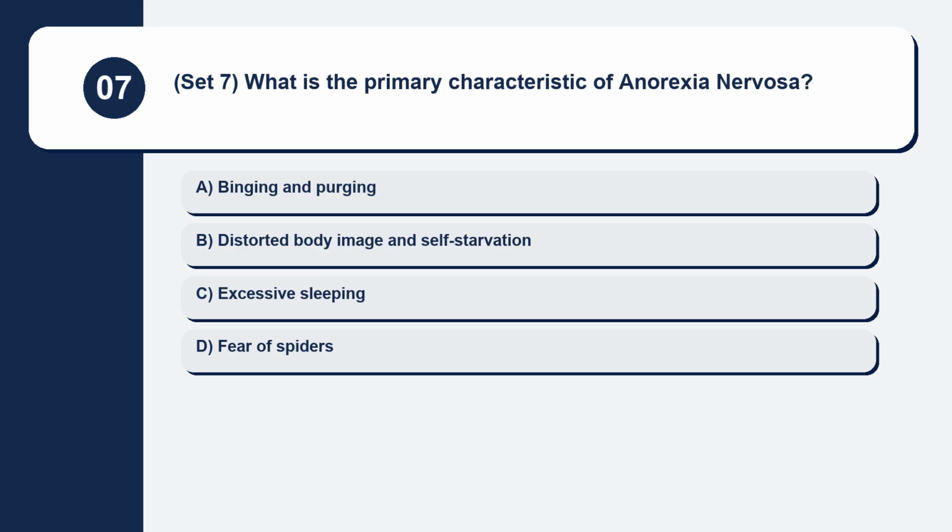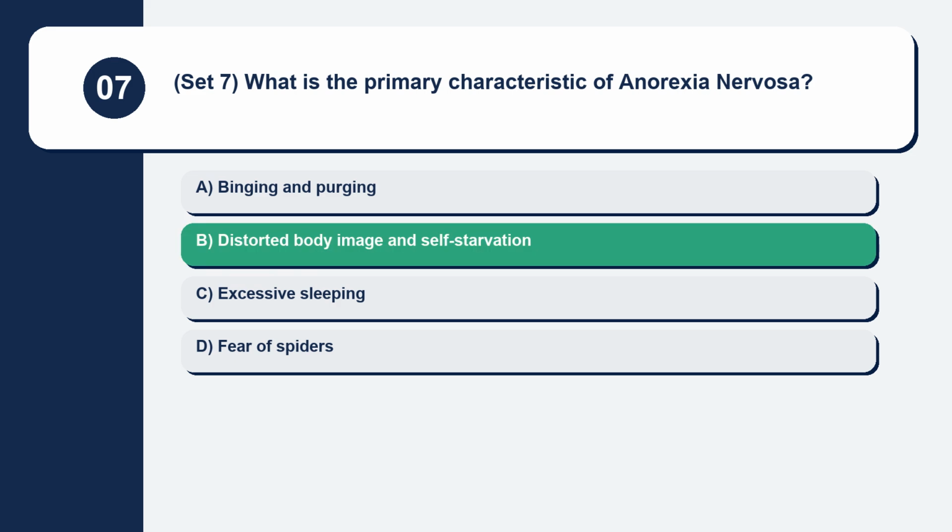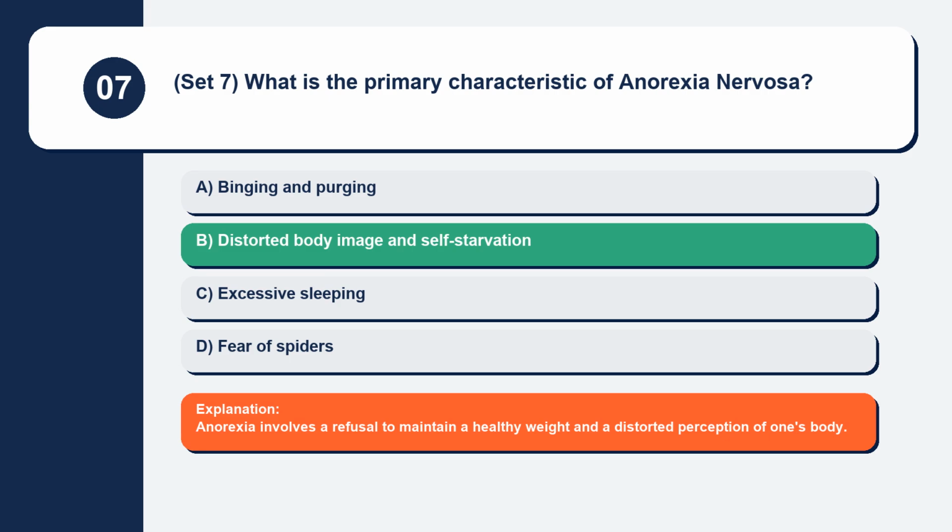Question 7. Set 7. What is the primary characteristic of anorexia nervosa? Binging and purging, distorted body image and self-starvation, excessive sleeping, fear of spiders. Anorexia involves a refusal to maintain a healthy weight and a distorted perception of one's body.